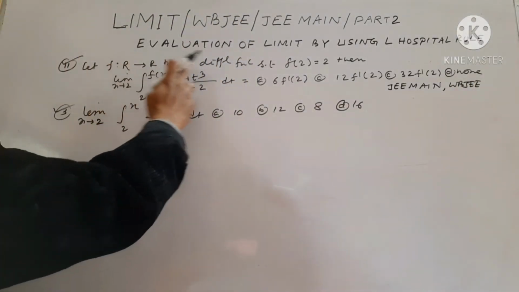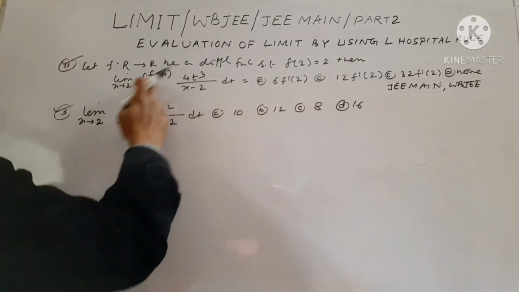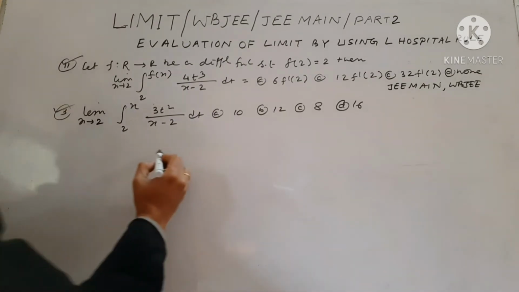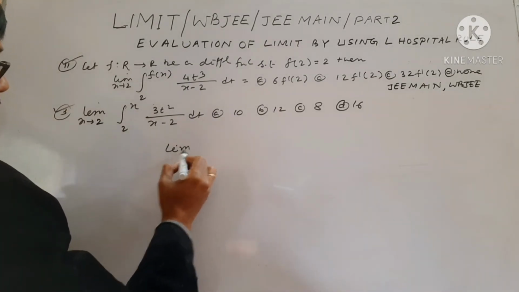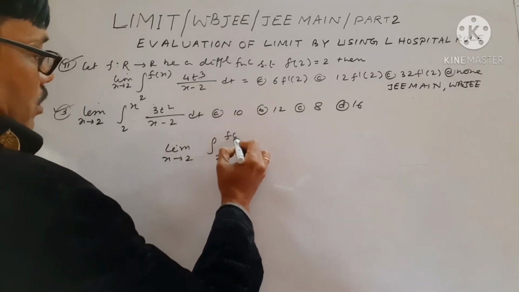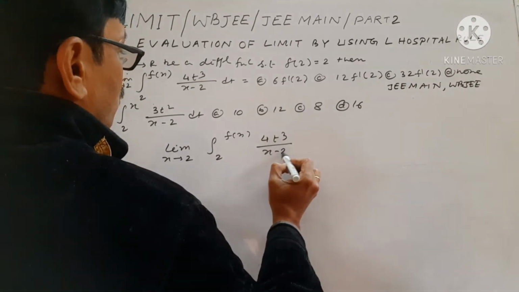Let f: R to R be a differentiable function such that f(2) equals 2. What is the limit as x tends to 2 of the integral from 2 to f(x) of 4t cubed dt, divided by x minus 2?